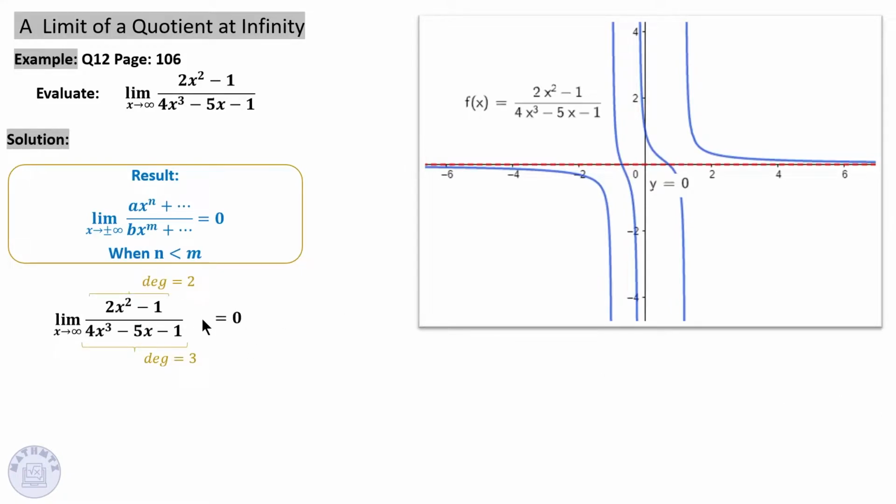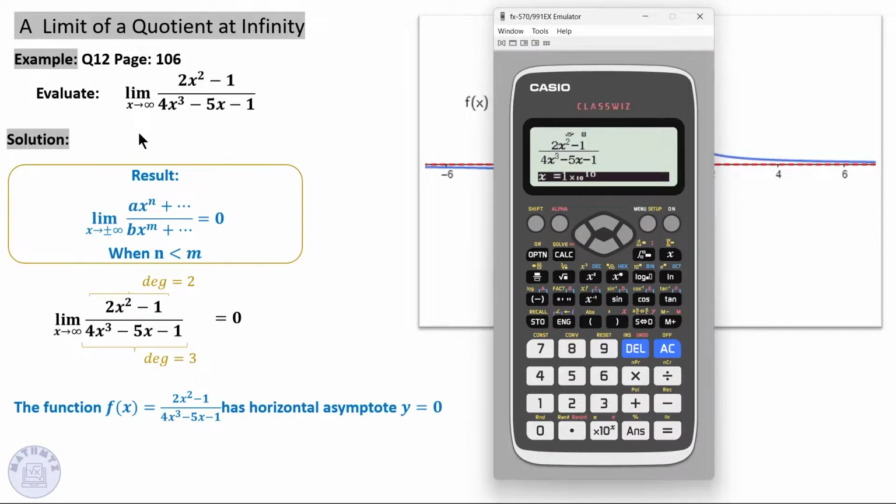So just write that the function has a horizontal asymptote at y equals 0. You can easily use your calculator to evaluate this. So using our calculator, if we wrote the function and then substitute a value like 1 times 10 power 10, which is a large number, then the answer is an extremely small number, approaching 0.